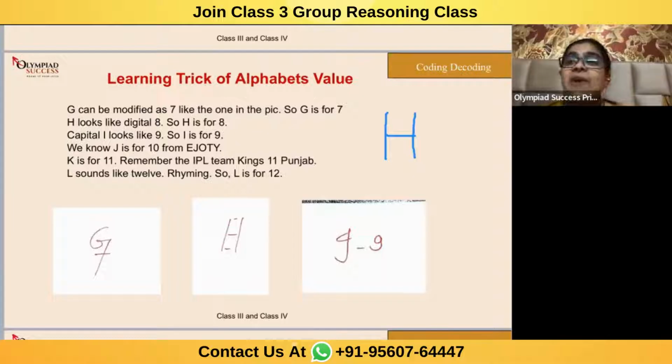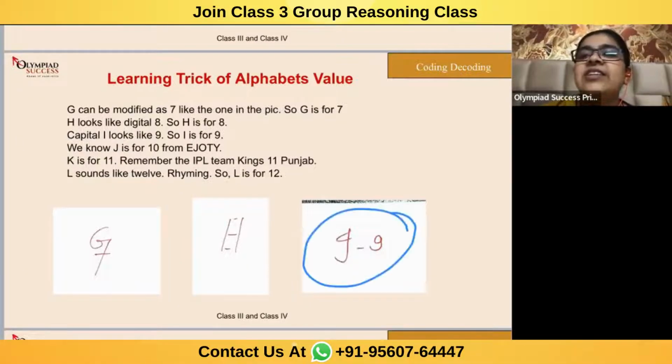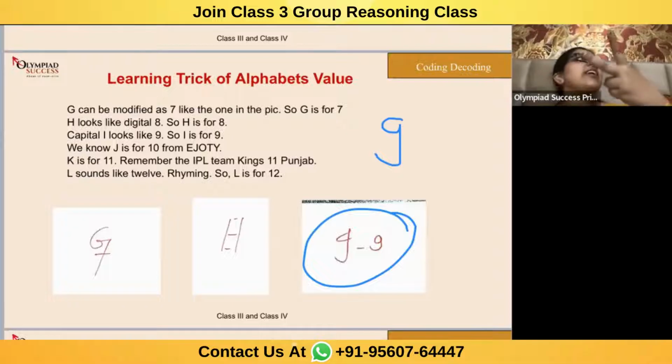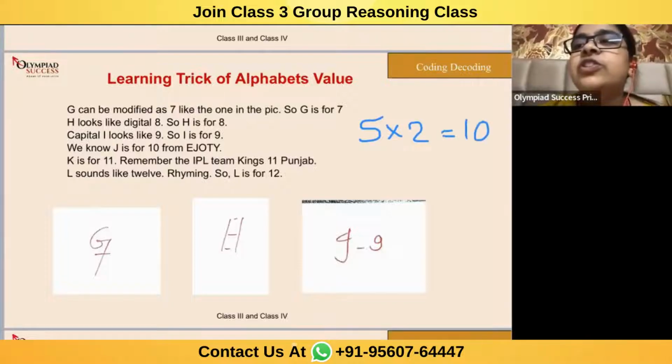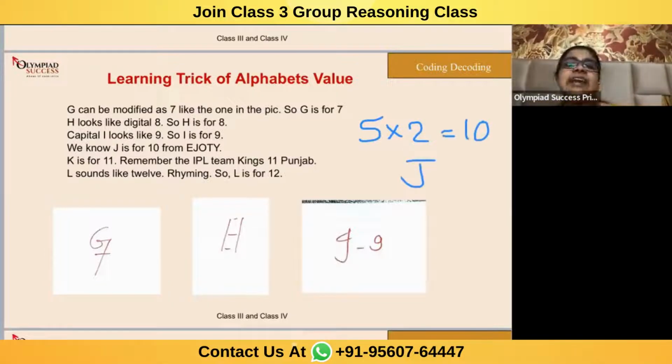Okay. Now I, similarly, drawing trick. The drawing trick for I is the cursive writing I. If I write I in cursive writing, it looks similar to 9. Yes, Vivan. And that's why it will come out to be 9. Do you guys remember IJOTI? So IJOTI has J as the second number, and IJOTI is the table of 5. So 5 into 2, J is equal to 10.